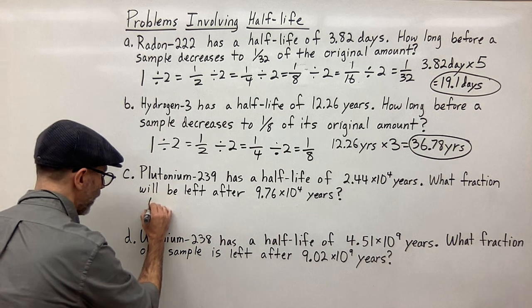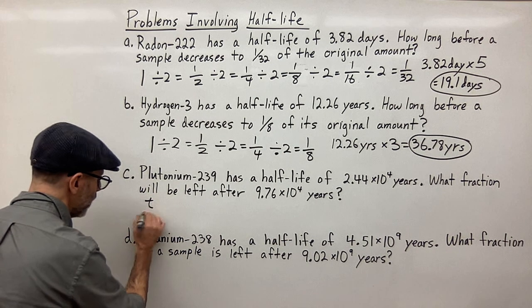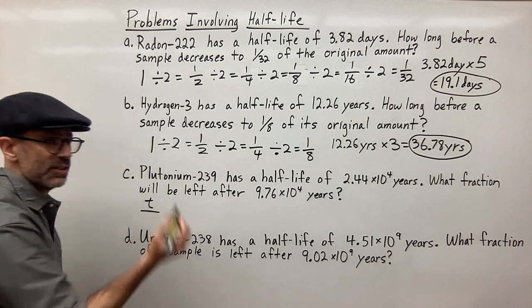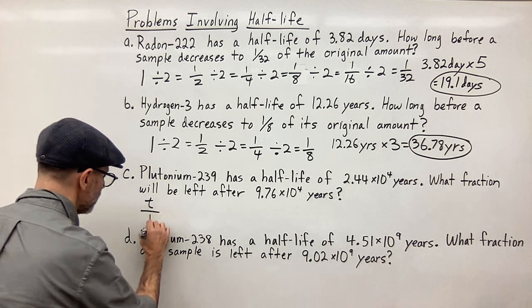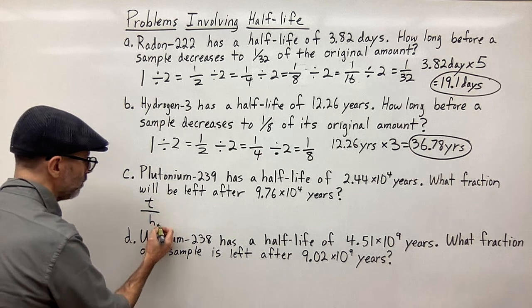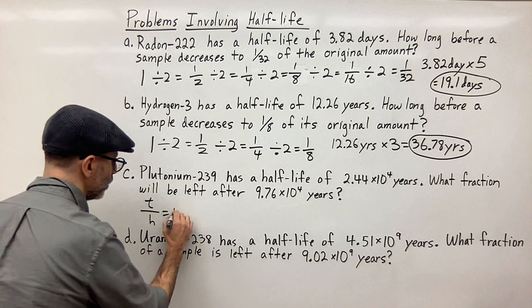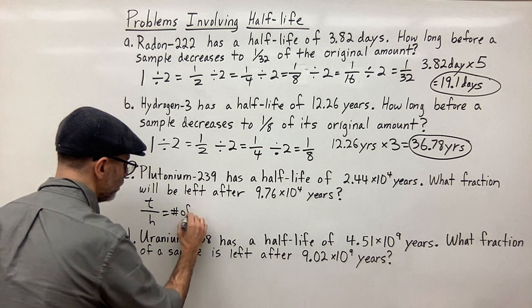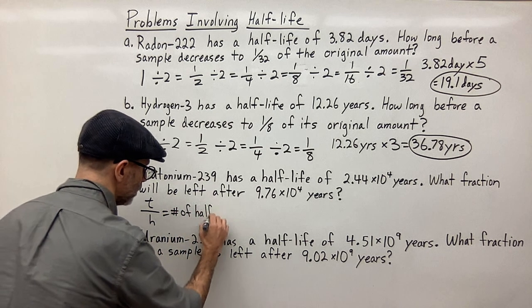I'll write this as an equation for those nerds out there. So time, T, is the total amount of time, H is the half-life. T divided by H is going to be equal to the number of half-lives.